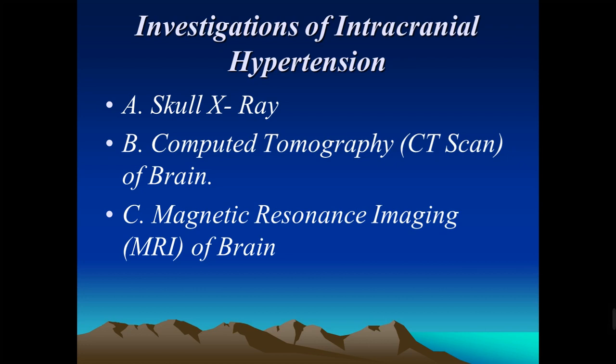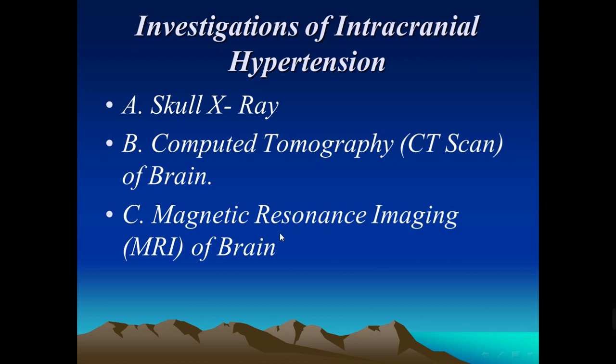In CT scan and MRI, they will also give me features of increased intracranial pressure, but these two will show the lesion if it is present. For example, a space-occupying lesion, for example, brain tumor or hydrocephalus or some arachnoid cyst or cystic brain tumor or other brain tumors.